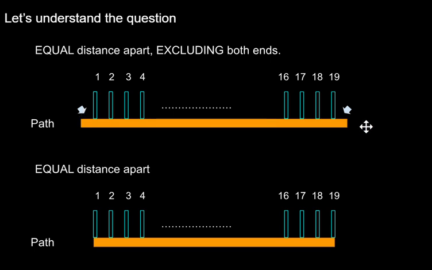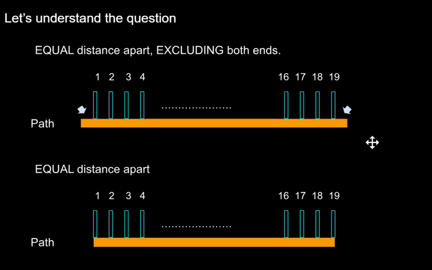Assuming the question just says that the lampposts are placed equal distance apart, but does not say exclude both ends, then in this case the diagram will look like this. That means the first lamppost will start at the beginning of the path and the last lamppost will end at the end of the path. So you notice between these two there is a difference, because when I find the gap later, you need to add this end and this end.